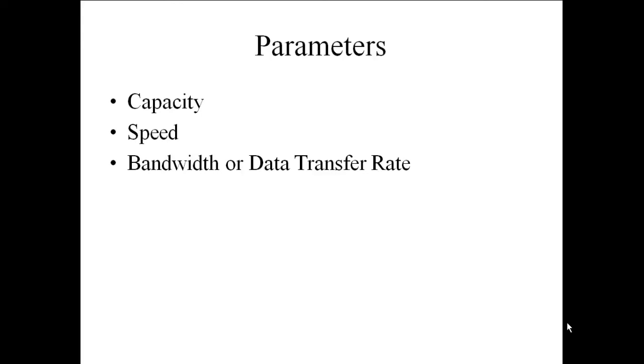And lastly, this is called the bandwidth or data transfer rate. In a particular time interval, how much data is moved from the memory to another component, or alternatively from the other component to the memory. So this is called the data transfer rate of the memory.